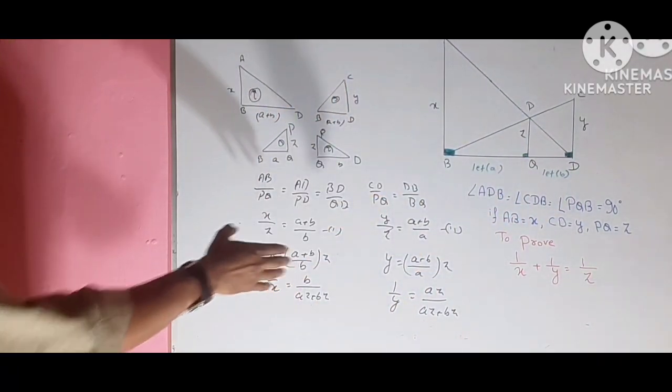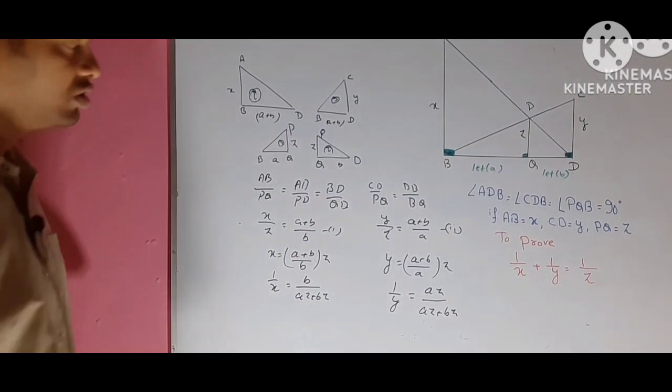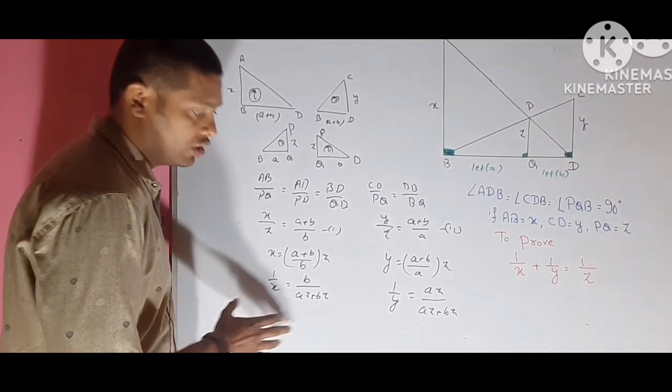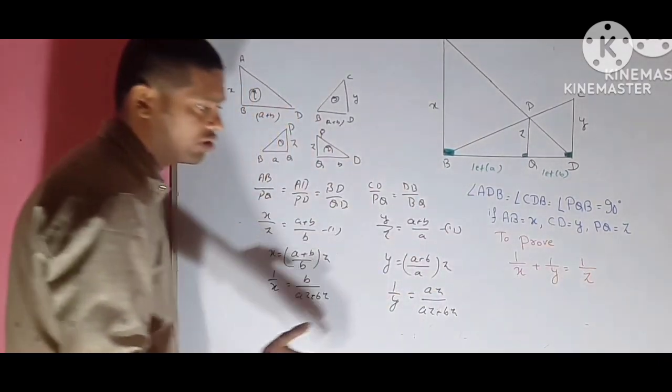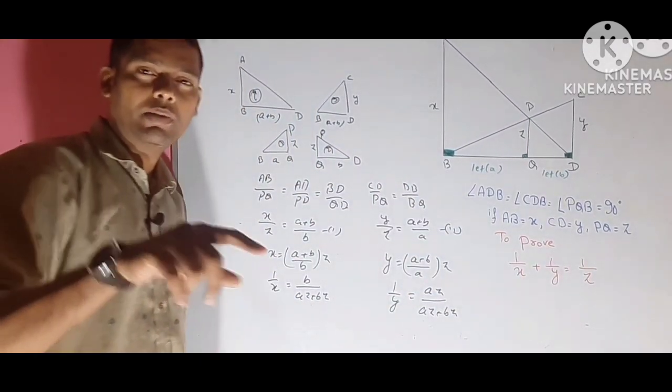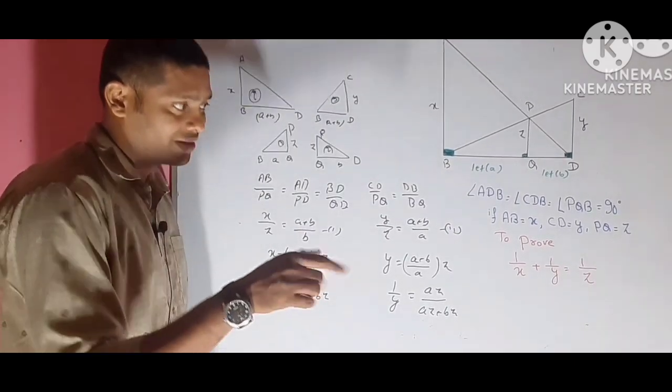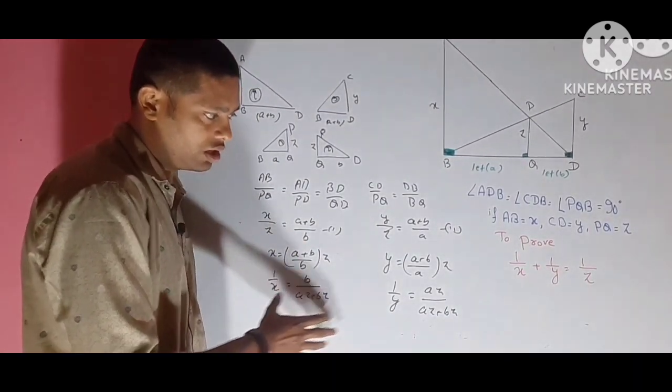Okay, so we'll see whether we're getting it or not. This part I have left for you. You have to see 1 by x plus 1 by y, whether you're getting 1 by z or not. If you're getting it, in the comment box type yes. Okay, we are getting the answer. Yes, the answer is coming.